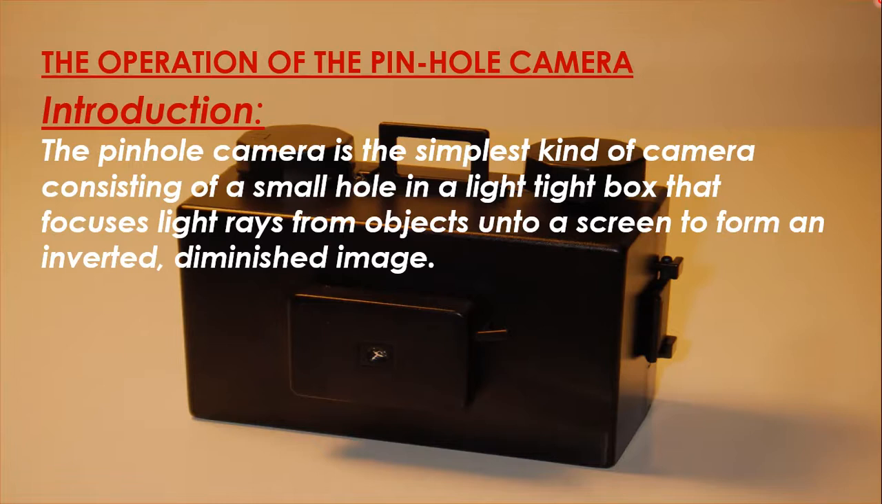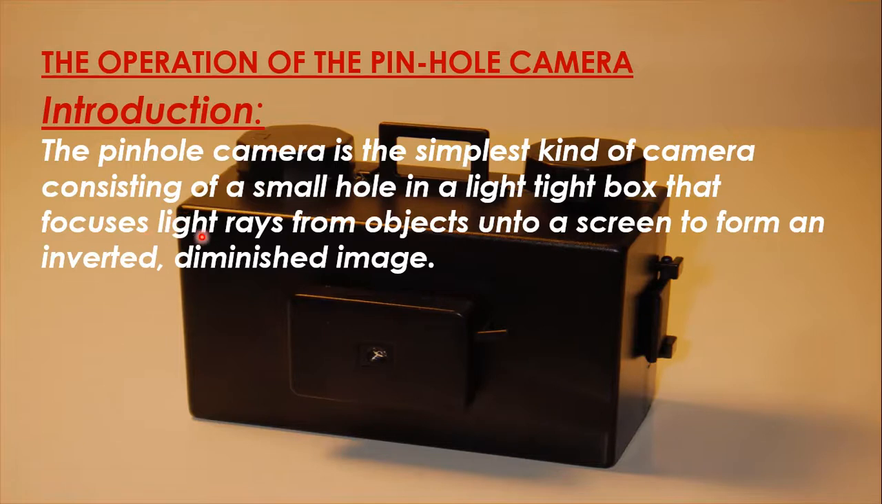Principal in the definition are the following keywords. It's a small hole in a light tight box, meaning that the box is painted or constructed with material that are dark in color in order to prevent multiple reflection of light. So light tight doesn't allow light to reflect inside. And what does it do?